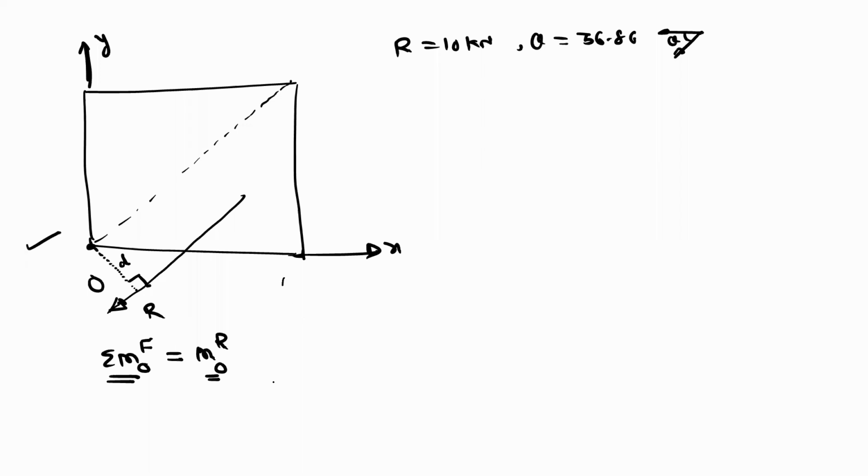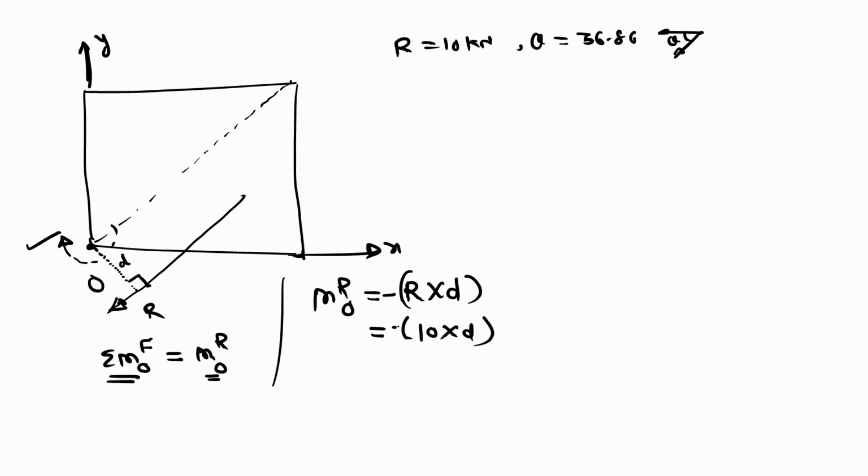Okay. So the moment by the resultant about O we can write down, it is R into distance D. So right now this moment is clockwise about the point O, so this is negative. So R is equal to 10 into distance D. So this is minus 10 into D. Okay. Unit will be kilonewton meter. Now observe the original diagram and find out the left hand side.